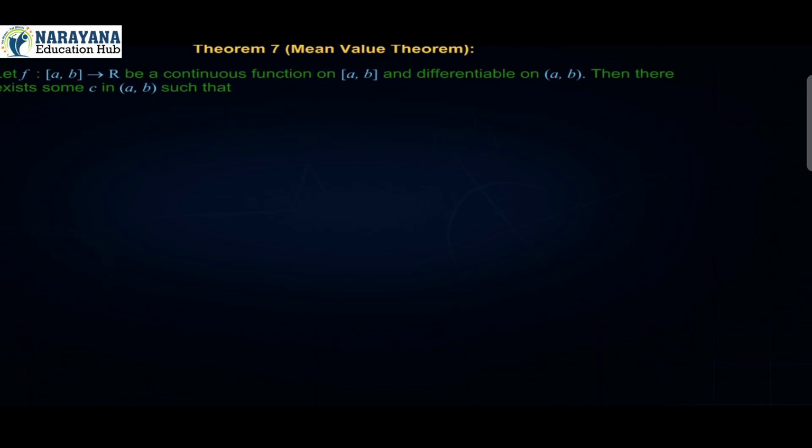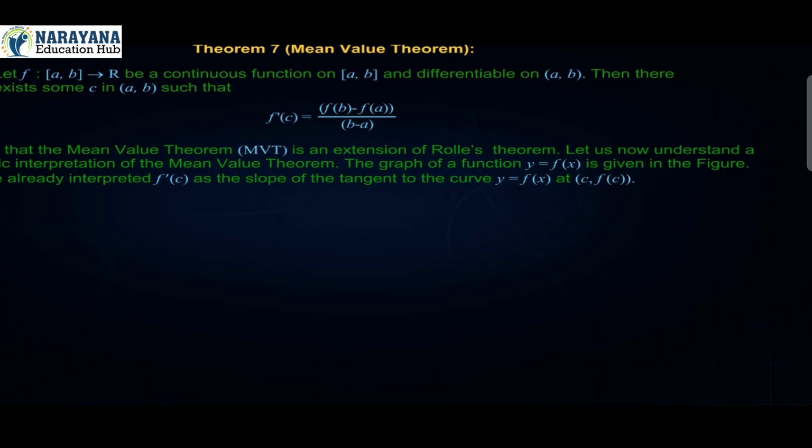Let f from closed interval [a, b] to R be a continuous function on the closed interval [a, b] and differentiable on the open interval (a, b). Then there exists some c in the open interval (a, b) such that f'(c) = (f(b) - f(a))/(b - a). Observe that the mean value theorem, that is MVT, is an extension of Rolle's theorem.